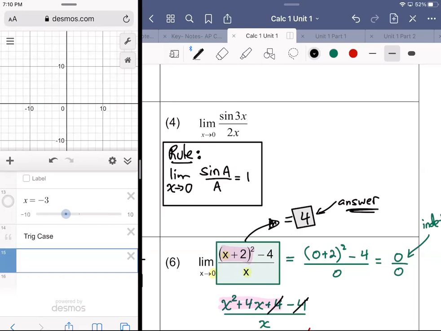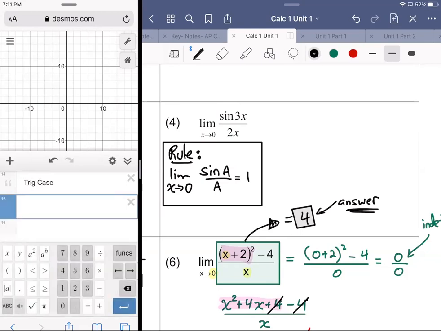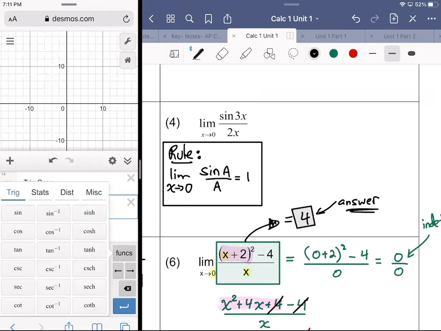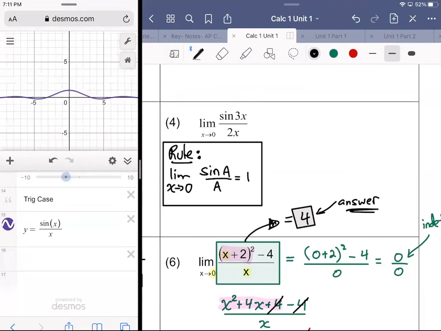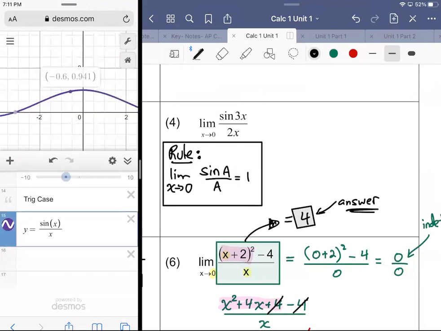So anyway, this trig case, I can write it as y equals. I could try to use an a, but I'm just going to use an x, and I'll show you why in a sec. Let me get a fraction in there. So we would say the sine of x over x. Now, as I get closer and closer to 0, you see that there's a hole there. It's undefined.